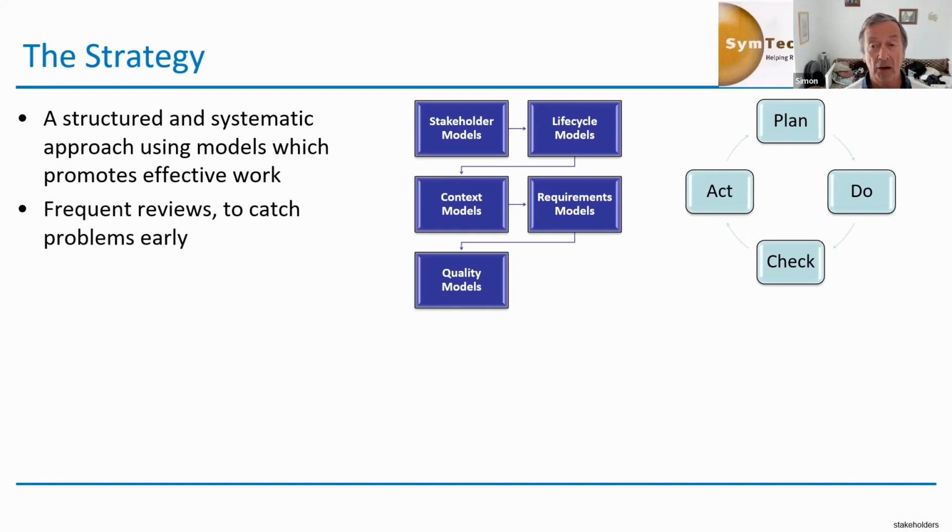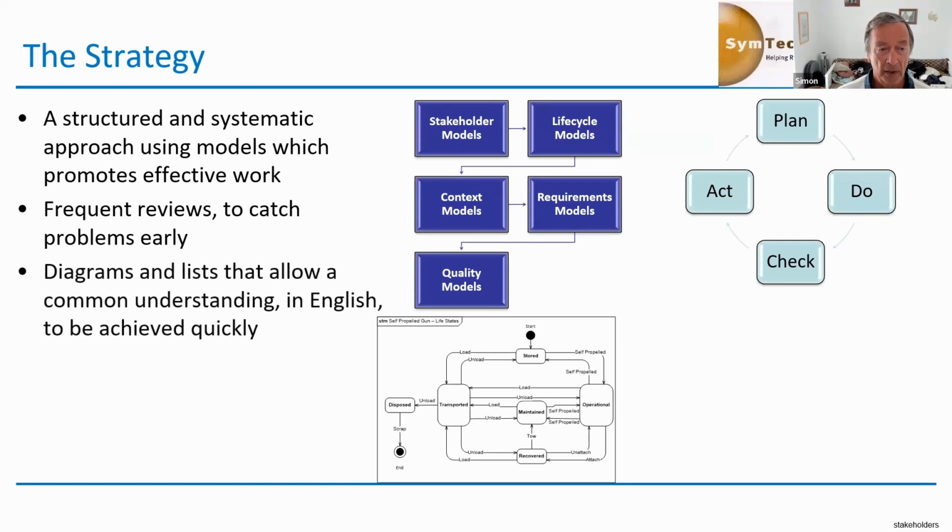And this idea of a plan, do, check, act with 2 weekly reviews to catch problems early, I believe there's a modern term for it. I think it's called agile. But it's a very old technique. It goes back many moons. It's just got a new name in my view. Anyway, that's what we did, plan, do, check, act.